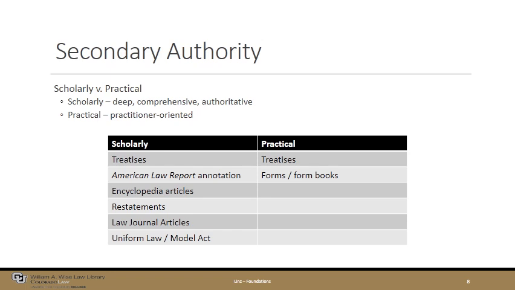Treatises can be either scholarly or practical publications, and other kinds of scholarly publications include the restatements and law journal articles among them.